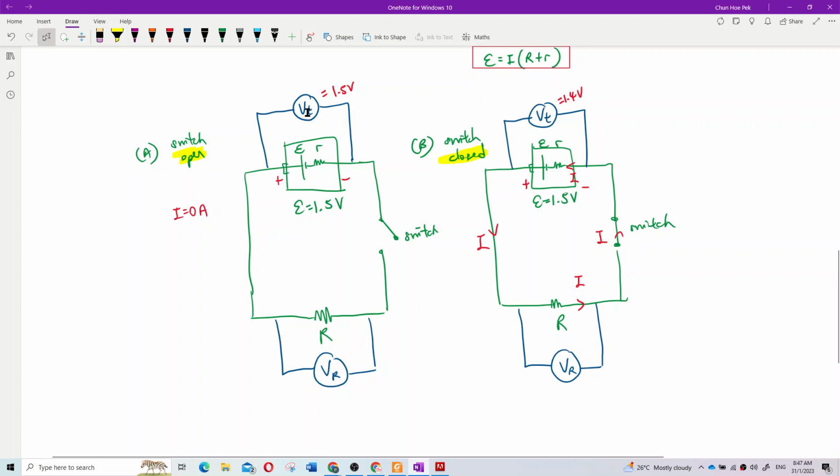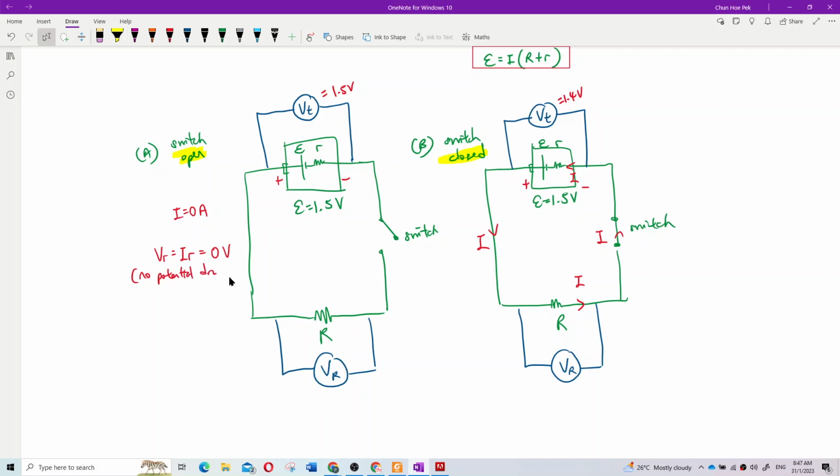When the switch is open, the terminal voltage I get is 1.5 volt, exactly equal to the EMF. You know why? Because when the switch is open, the current is 0. That means no current flowing in the circuit. When no current is flowing, the voltage across the internal resistance, which is Ir, is 0. There's no potential drop.